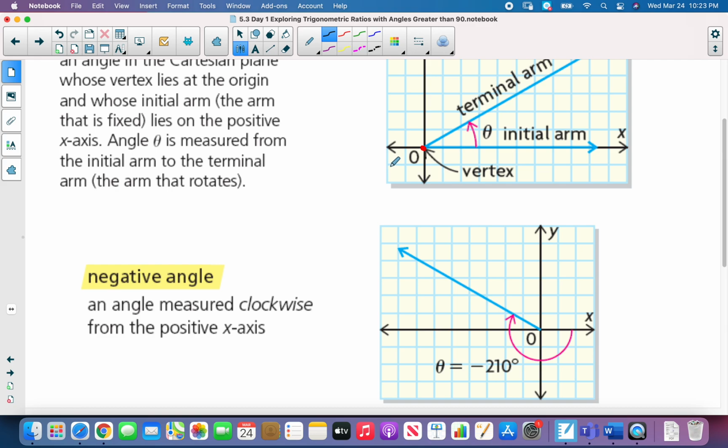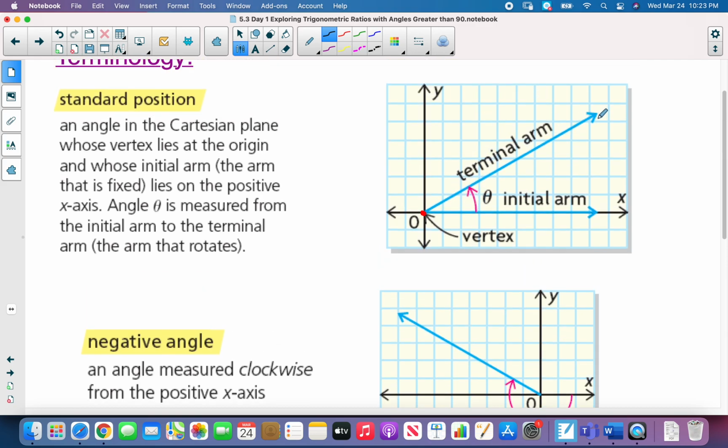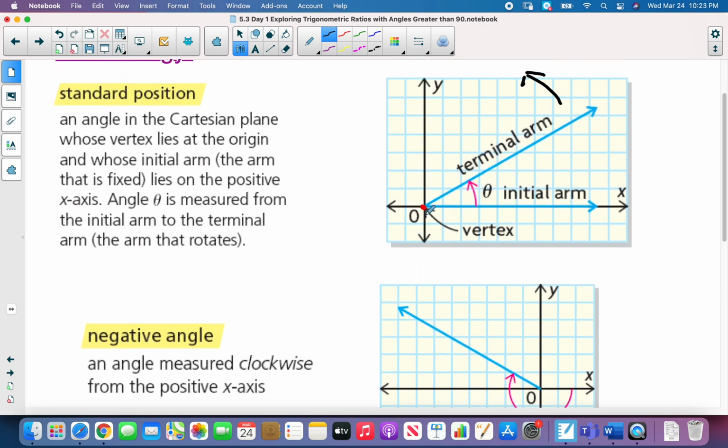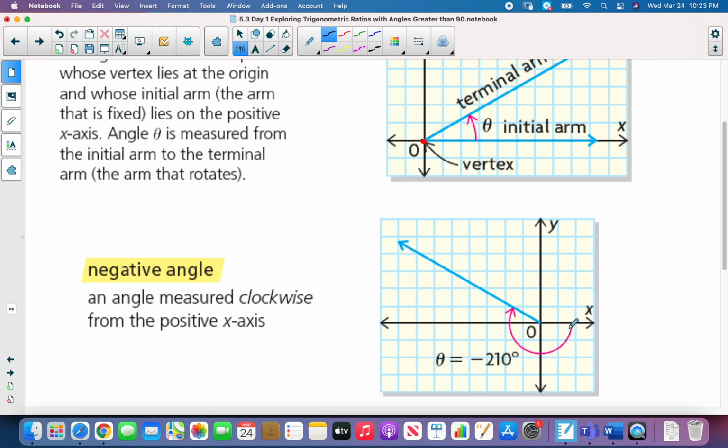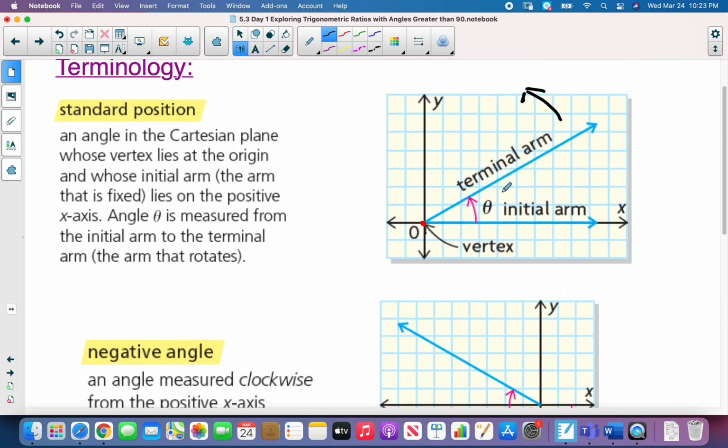You can also have angle theta. As the terminal arm moves, it's actually moving in the counterclockwise direction to create angles. The angles created that way are positive. But if it moves in the clockwise direction, as in this diagram here, it creates negative angles. But we will be seeing more of the positive angles that are created when the terminal arm is moving in the counterclockwise direction.